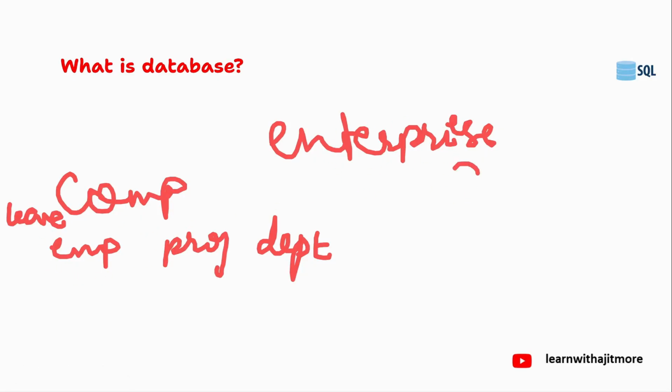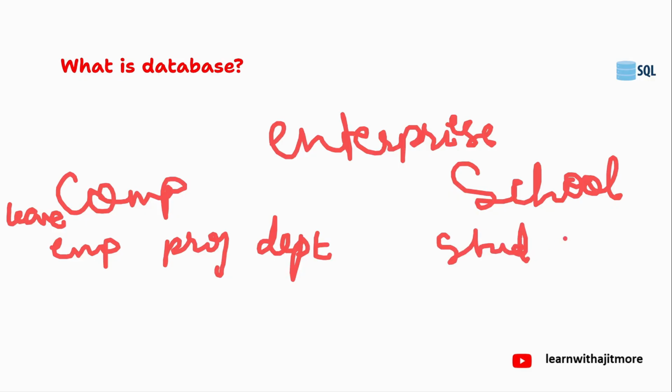Any enterprise, like if I'm taking a school, in that I will not add anything related to product and order. Everything about school only. School means student, faculty, courses, fee details. Get it? Everything related to that organization or that enterprise.